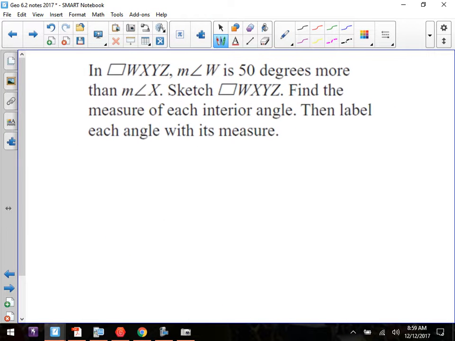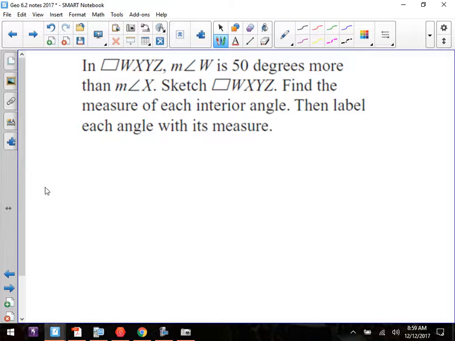When they label parallelograms, they usually put that symbol. Parallelogram WXYZ. That means what two angles are congruent to each other? If it's parallelogram WXYZ, just looking at the lettering, what sets of angles are congruent? W and Y, and X and Z. Just because it goes 1, 2, 3, 4, opposite angles would be the same. So what we do is this. We draw it out.